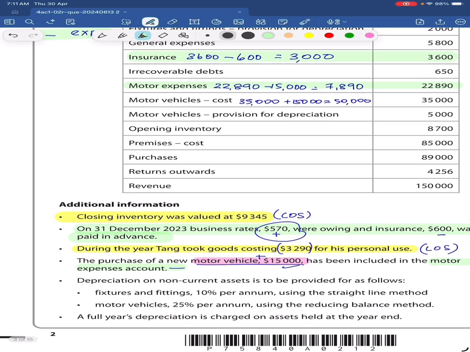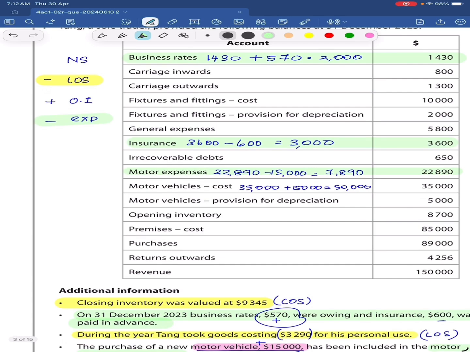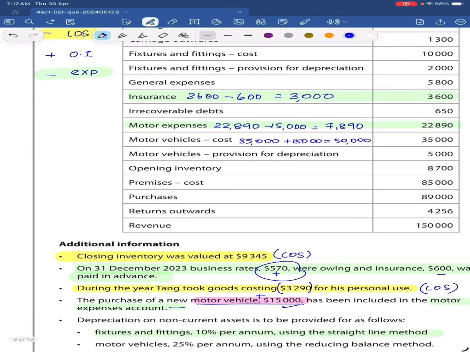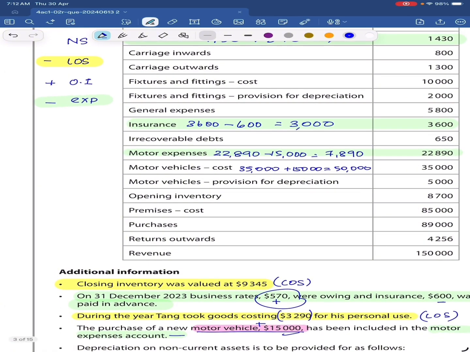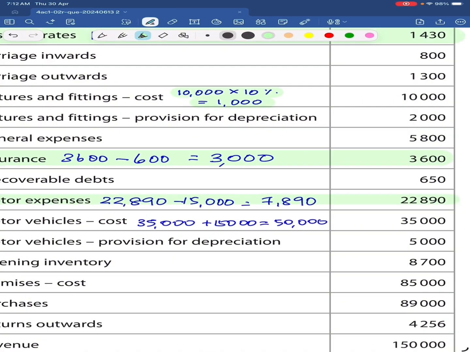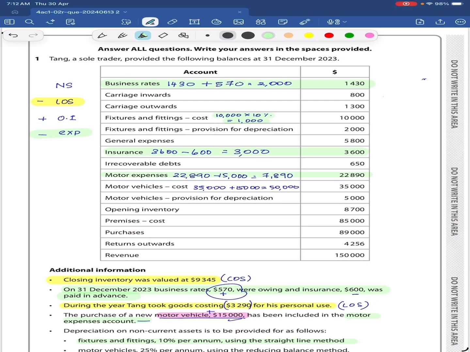Now let's calculate depreciation, fixtures and fittings. It says 10% per annum, straight line method, so we have to calculate depreciation for fixtures and fittings. So let's move to fixtures and fittings cost, and it's 10% straight line method. Let's calculate the depreciation. So that's 10,000 into 10% should give you 1,000. Now this should go under expenses as fixtures and fittings provision for depreciation for the current year.